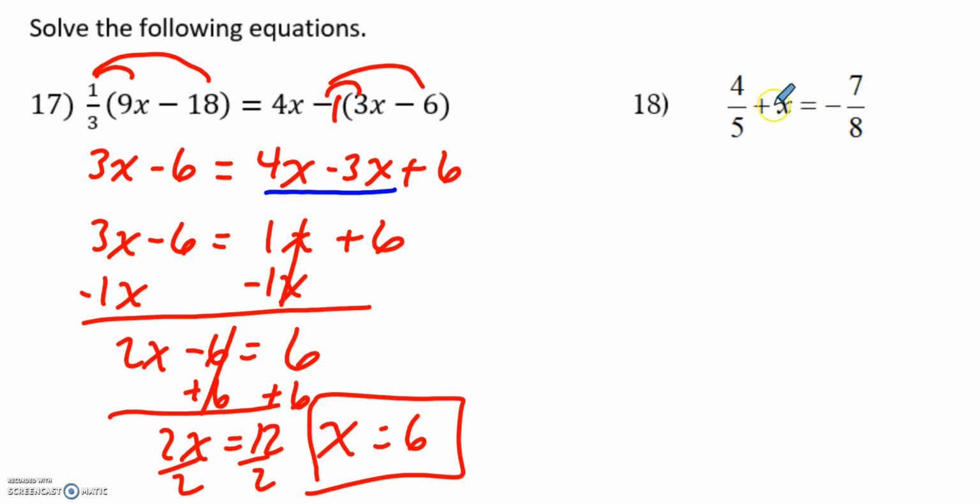The next equation, my goal is to get x alone. And the 4/5 is being added to x, not multiplied. So we cannot use the reciprocal here, because if we subtract 4/5 from both sides, if I wrote it more nicely, we would have x equals negative 7/8 minus 4/5.